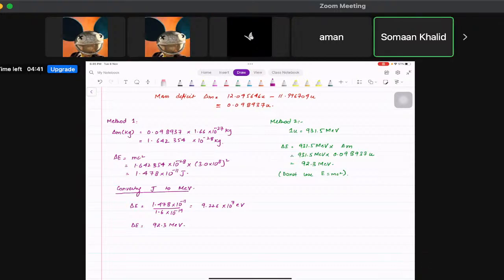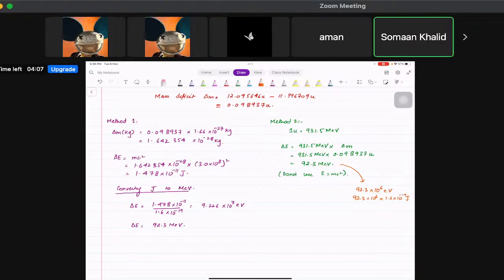So for method 2, is there no possible way of further converting it into joules? There is, why not? If he says you want to convert it into joules, all you've got to do is, I'm going to write it here, 92.3 times 10 raised to 6 eV. Now you can replace eV with joules by multiplying it with 1.6 times 10 raised to minus 19 joules. It will give you the same answer. Do you understand that?